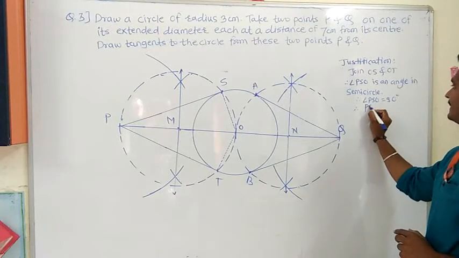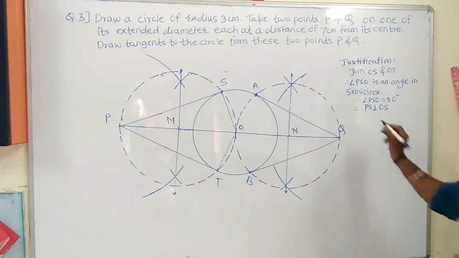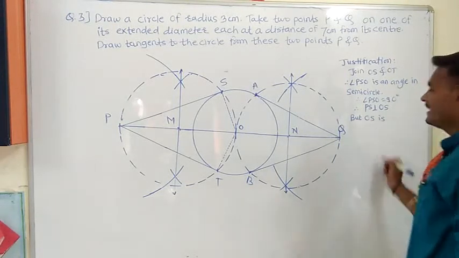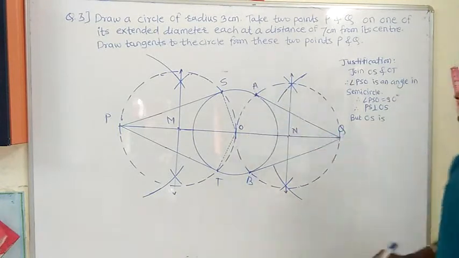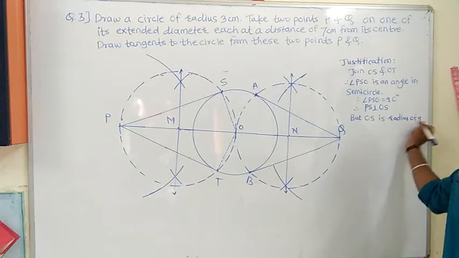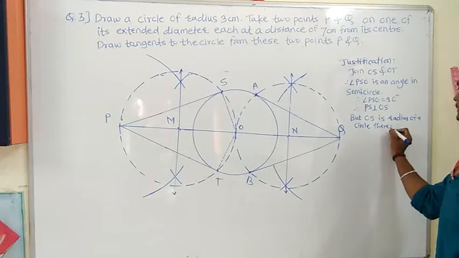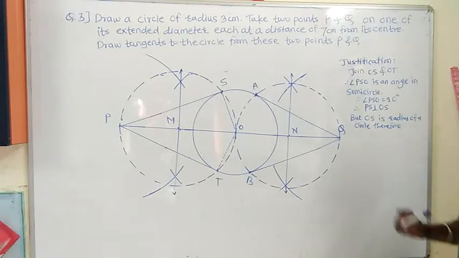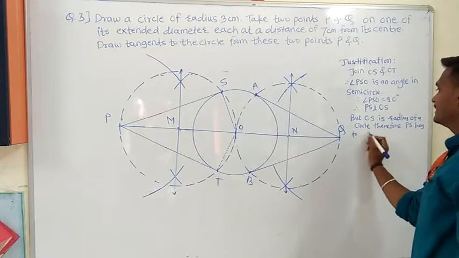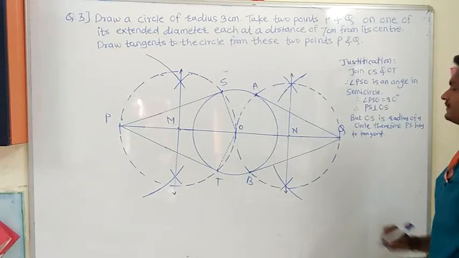Therefore, we can write PS is perpendicular to OS, but OS is the radius of the circle, therefore PS has to be a tangent.